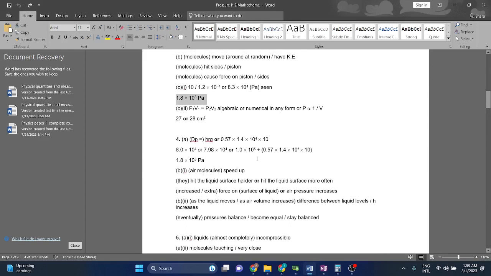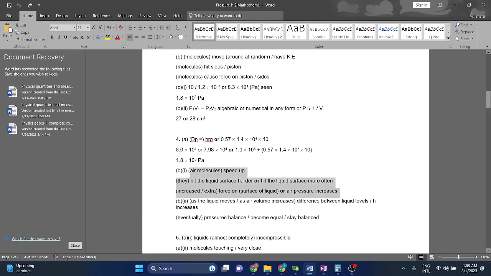अच्छा, फिर से समझा रहा हूं मैं एक दफा. Air molecules speed up because of the kinetic energy provided to them. They hit the liquid surface harder due to there being more kinetic energy in the particles. They hit the liquid surface more often because the speed is a lot. Increased extra force on the liquid.